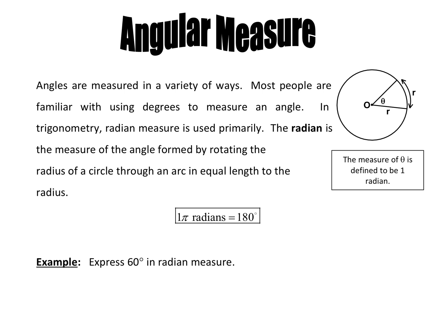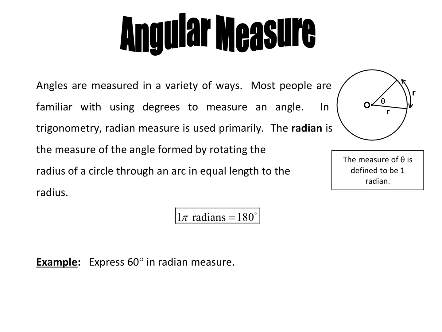Today's lesson talks about angular measure. Angles are measured in a variety of ways. Most people are familiar with using degrees to measure an angle. In trigonometry, radian measure is used primarily.